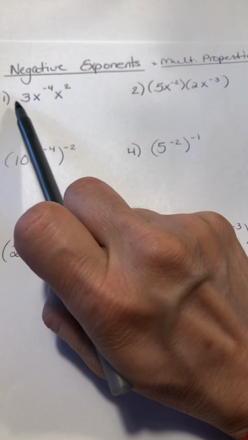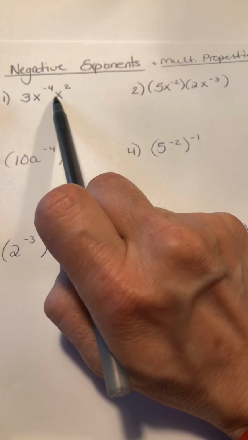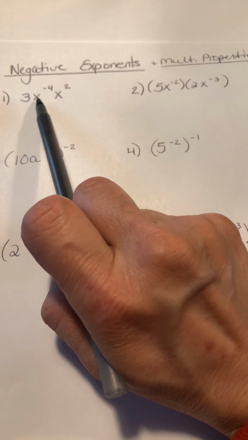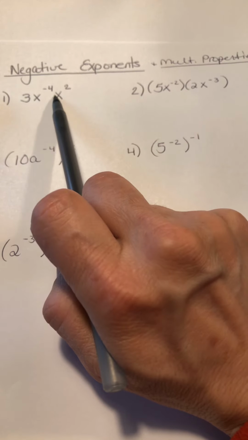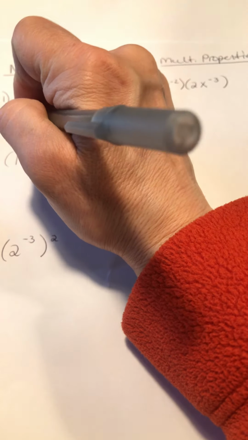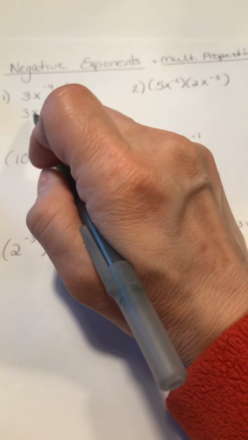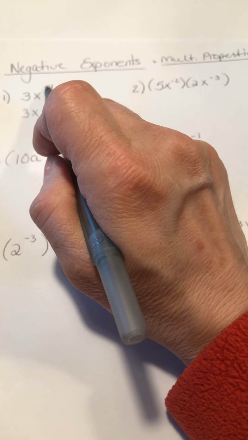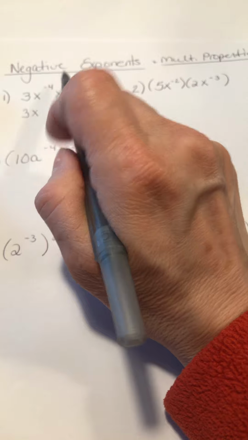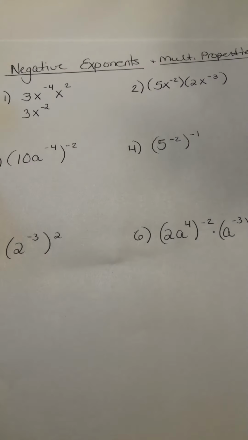Over here, if we look at problem number 1, we have 3 times x to the negative 4th power times x squared. So what we need to remember here is that when we multiply like bases, we're going to keep the base and add the exponents. So the 3 is going to come down here, and we're going to have our x as the base, so we're keeping the base. When we add a negative 4 to a positive 2, we're going to get a negative 2. Now in math, it's not proper to leave the exponent negative. We always want to write with a positive exponent to be all the way simplified.